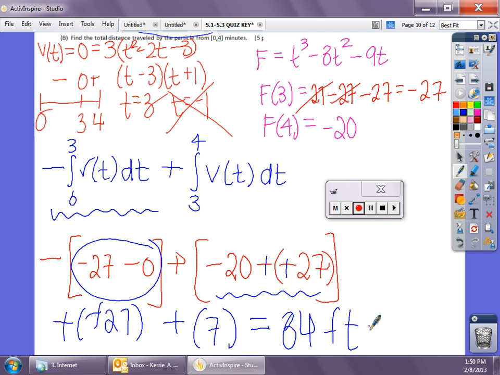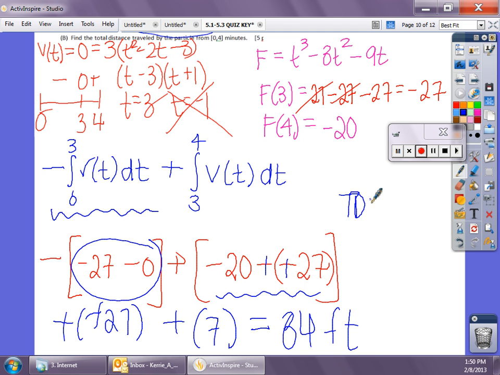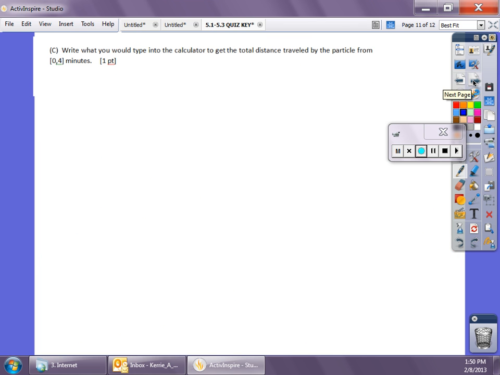So total distance by hand is add your positive integrals, subtract your negative integrals. And your integrals depend upon, in this case for total distance, velocity. Okay? And then letter C.